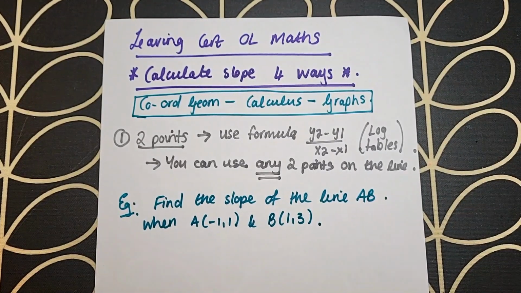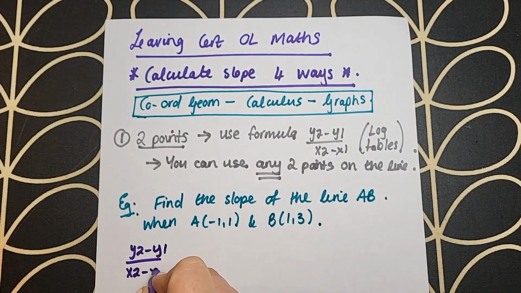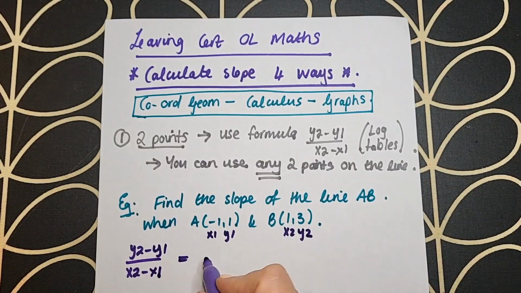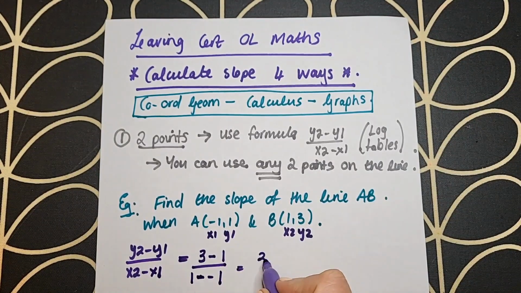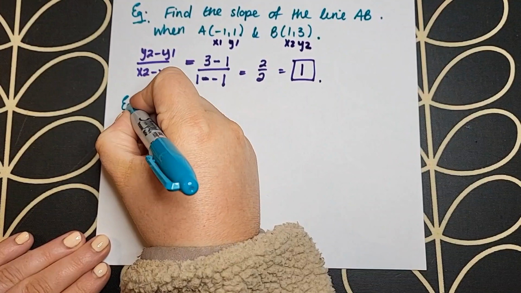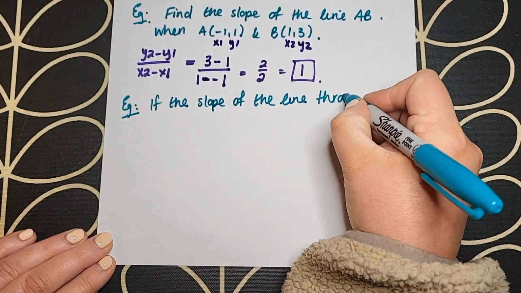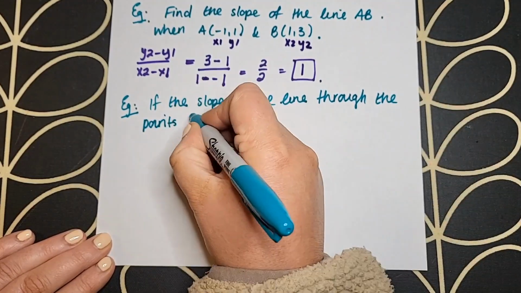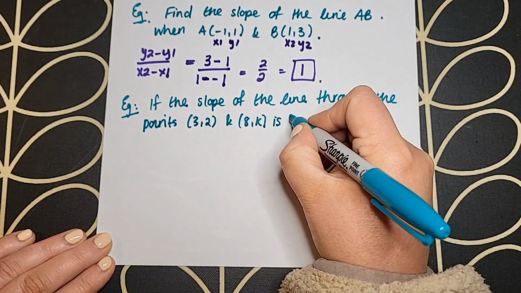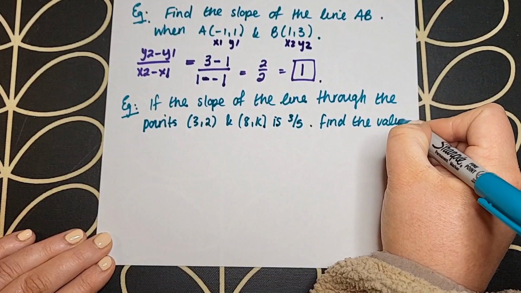So let's look at our first example. They're asking us here to find the slope of the line AB, where A is minus 1, 1 and B is 1, 3. Please label your points x1, y1, x2, y2. It's super important. We literally pop the information into the formula and we get our answer of 1. Always be mindful of your signs.